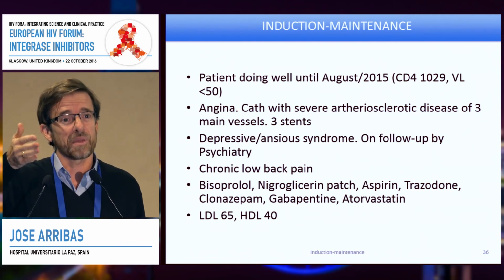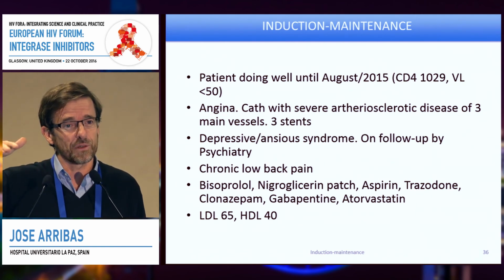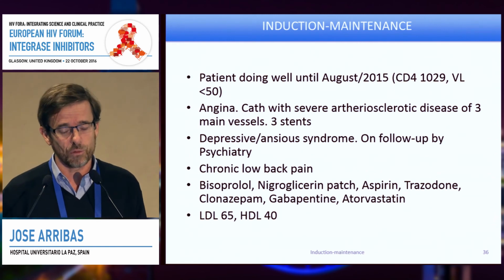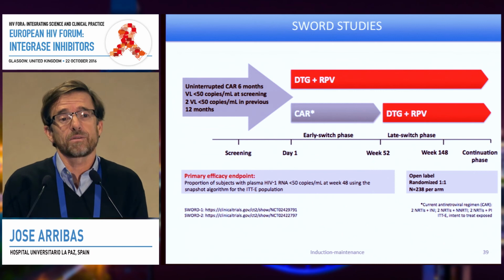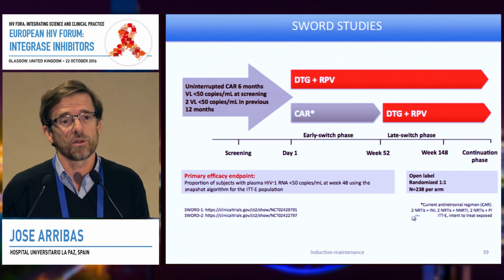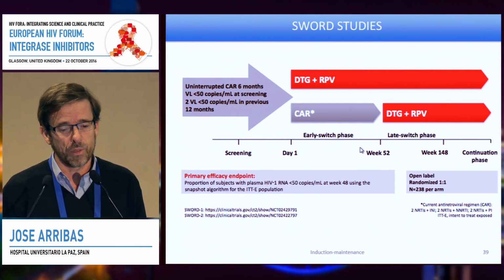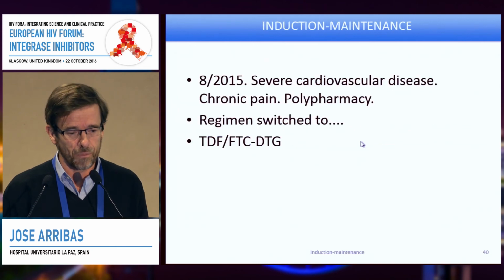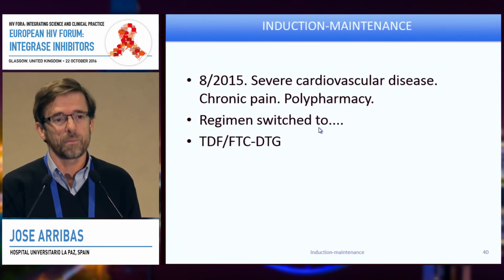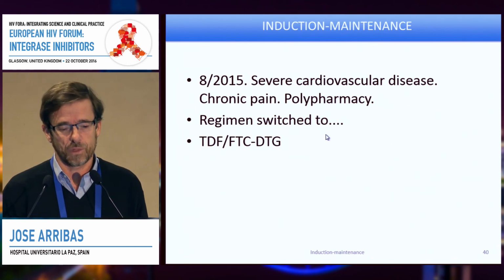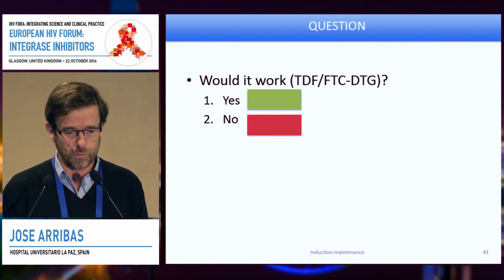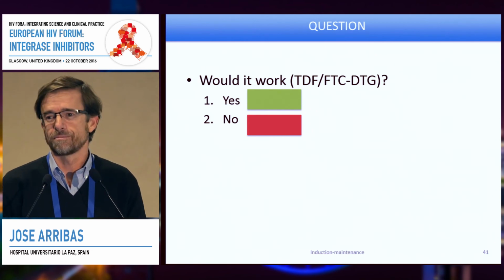What you said is a patient who has been with 8,000 copies on TDF, those patients tend to do well. I'm just going to mention that trials of dolutegravir, rilpivirine as a switch strategy are ongoing. So I pick to switch to TDF, FTC, dolutegravir is what I switched to. So will it work?